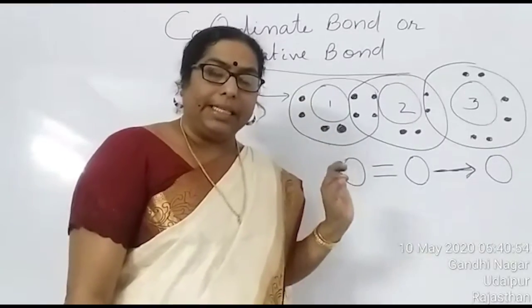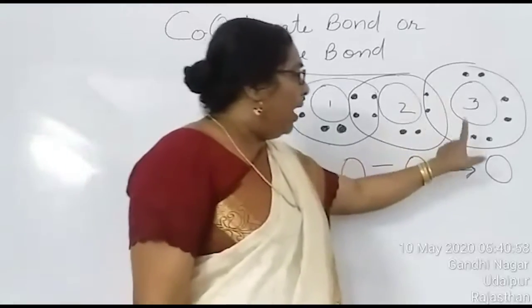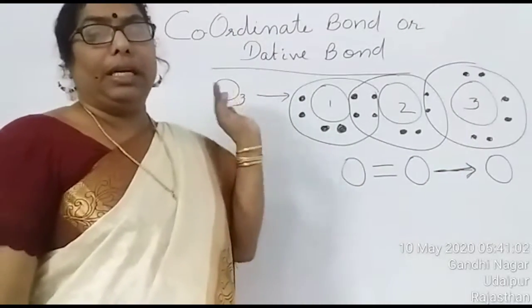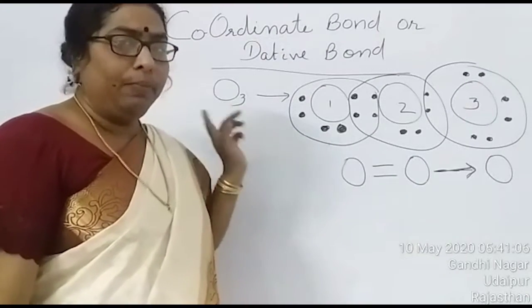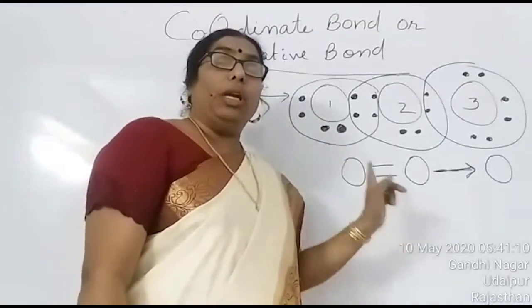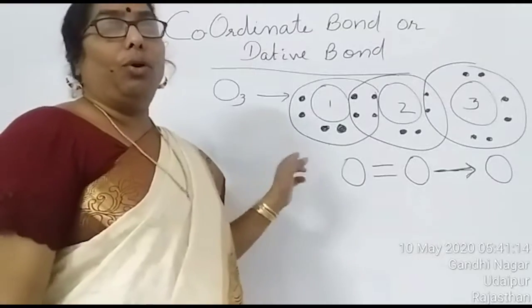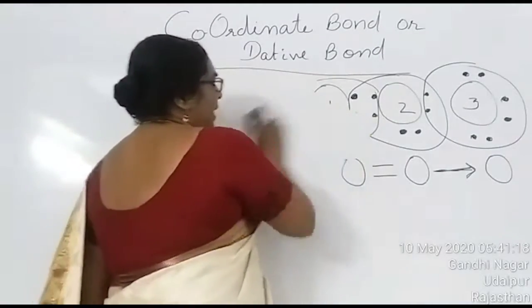Is it clear children? The type of covalent bond in which only one atom is involved in sharing is termed as coordinate bond, or semi-polar bond, or dative bond. Is it clear? The type of covalent bond in which only one atom is involved in sharing is termed as coordinate bond or dative bond. Let us explain another example.